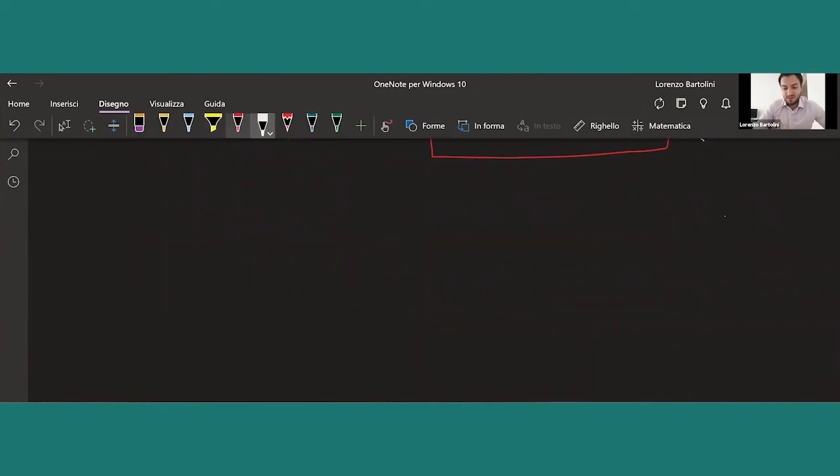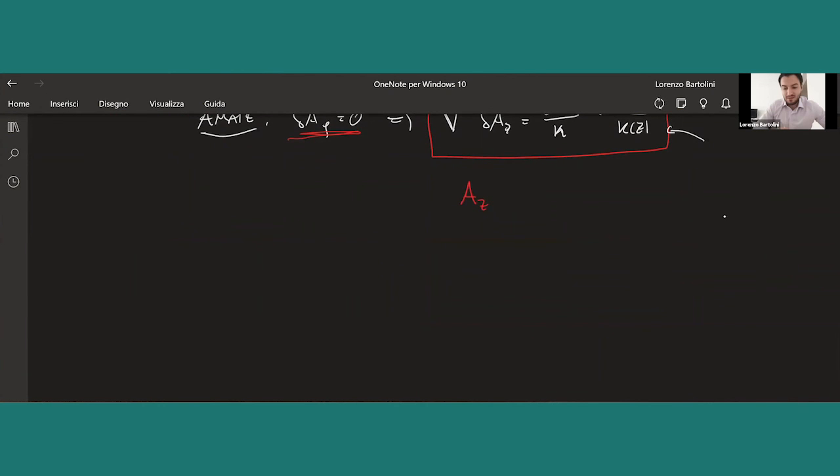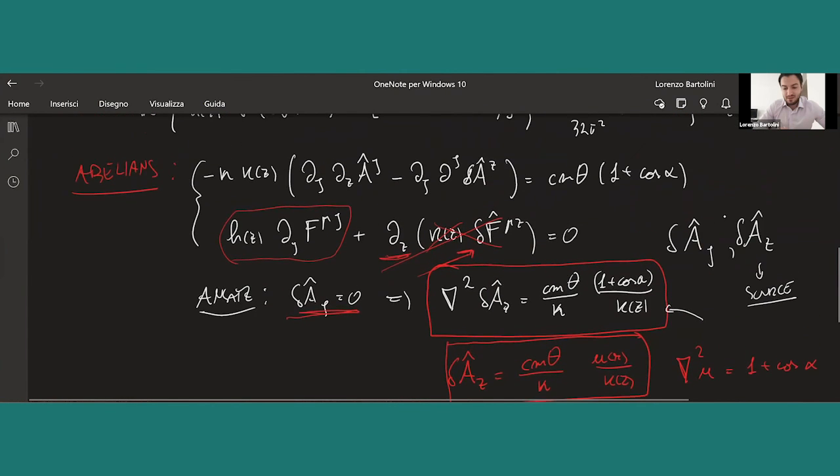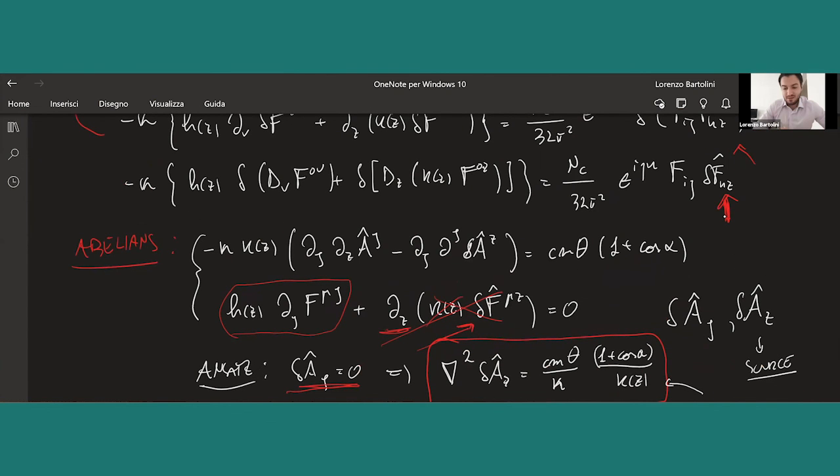And a solution of this equation will be simply given by AZ taking this form, Cm theta over K. Then we have U of R over Kz, with U of R obeying on its own this equation. Okay, so this is the delta on front. So this is our first perturbation. And then what happens is that this enters here and can act as a source for the A0 field, the non-abelian one.